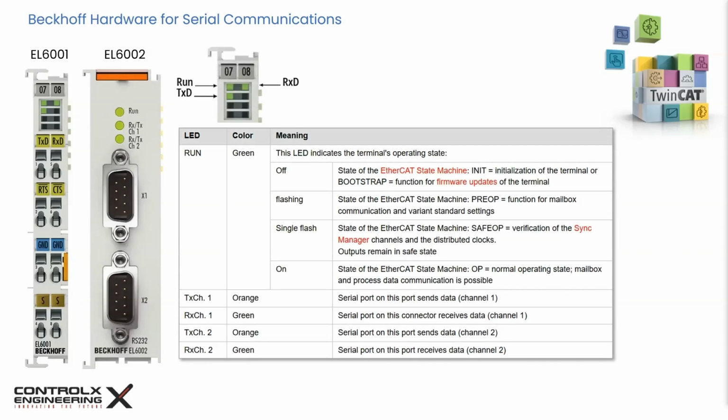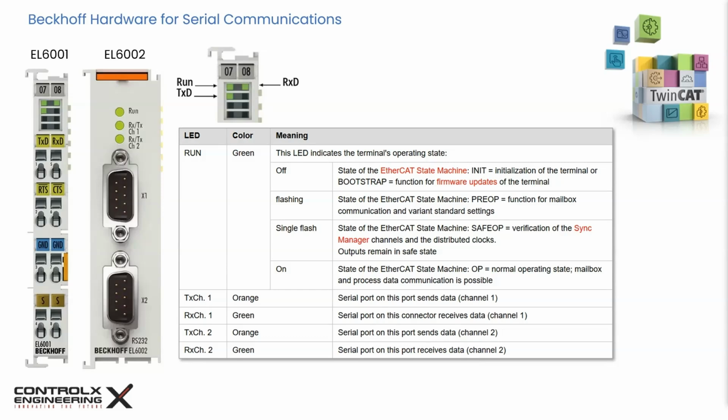The run LED indicates the status of the state machine of the EtherCAT slave terminal. When the terminal has been correctly configured in TwinCAT and its operation state switches to op state, the run LED turns on solid green. The terminal is now ready to communicate with a serial device.